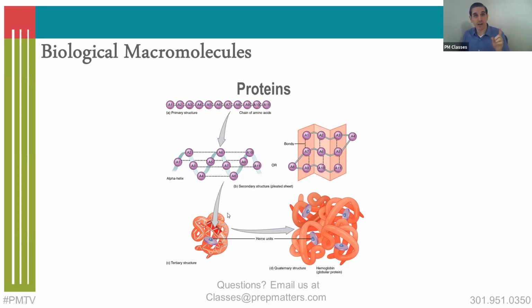One further level is that when proteins come together, they can also interact with each other and make even larger macromolecules. That would be the quaternary structure. That's when different subunits come together, as in this example of hemoglobin. So these are heme units, and then this is the rest of the protein.